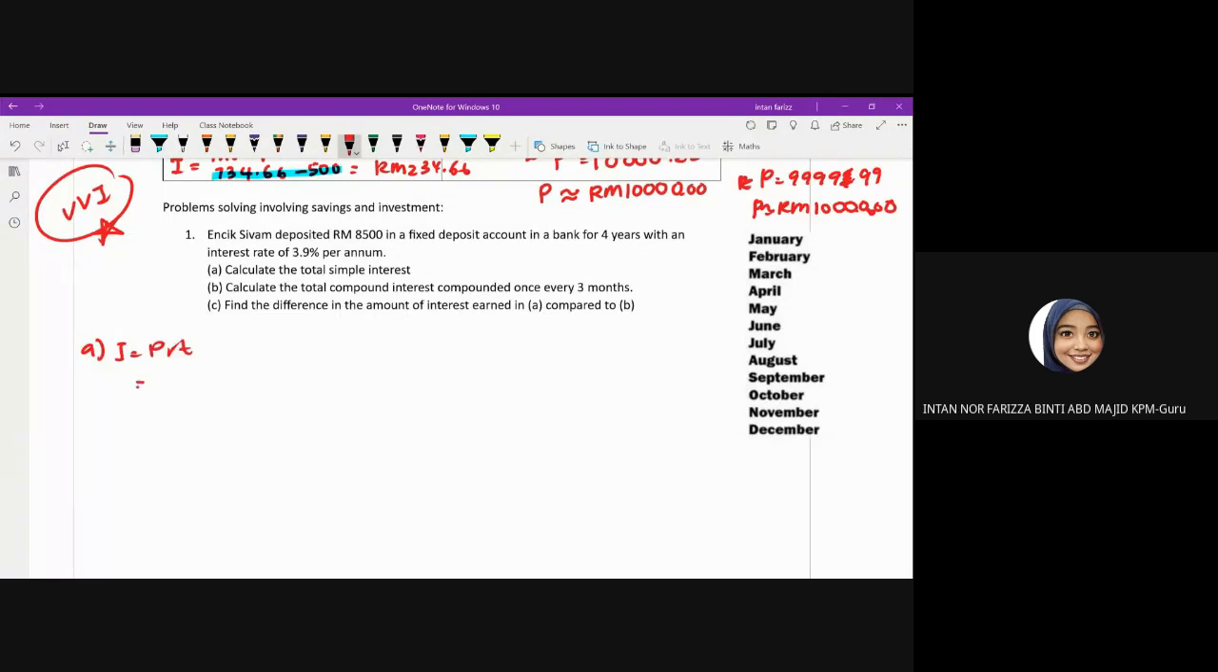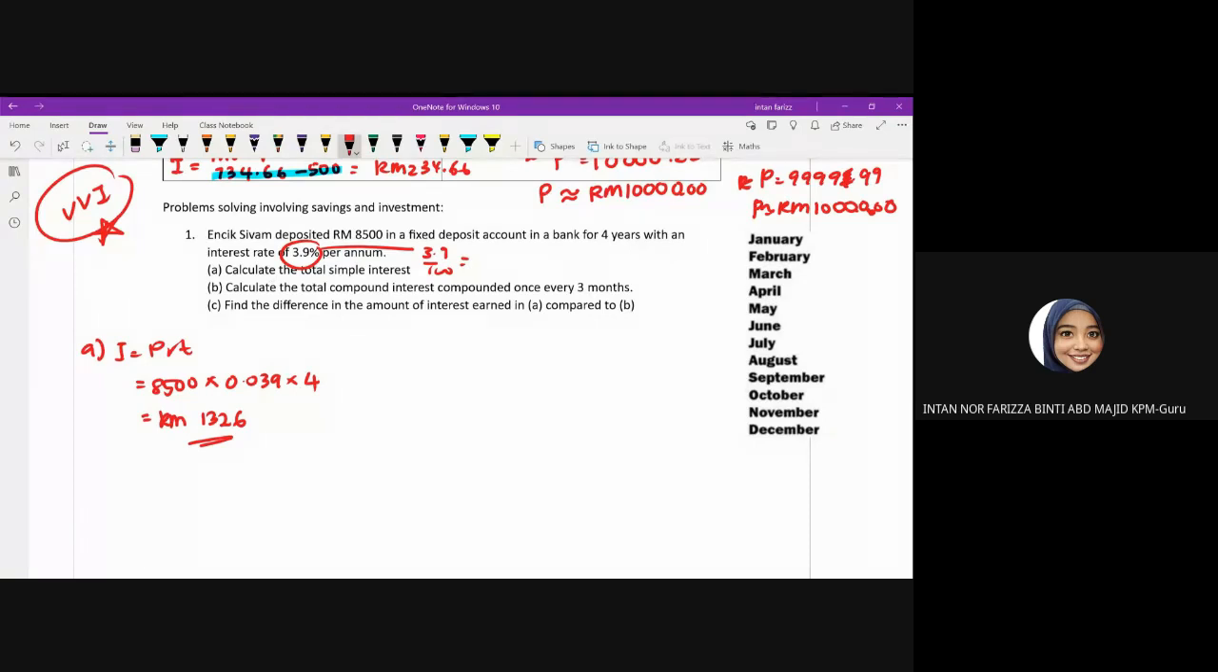Let's substitute. What's the P? 8,500. For how many years? For 4 years. What is the rate? It is 3.9%. Press the calculator, girls. What is 3.9 over 100? You get 0.039. And what's T? T is for how many years? For 4 years. Calculating this will give us RM 1326. This person receives simple interest.